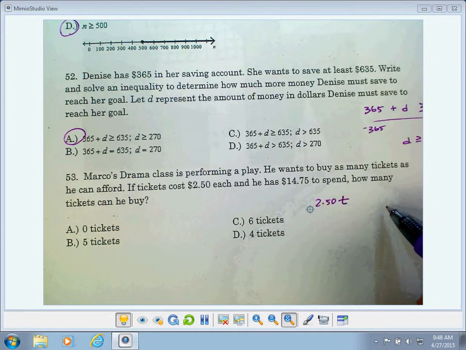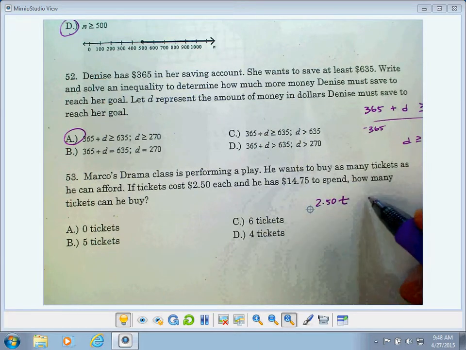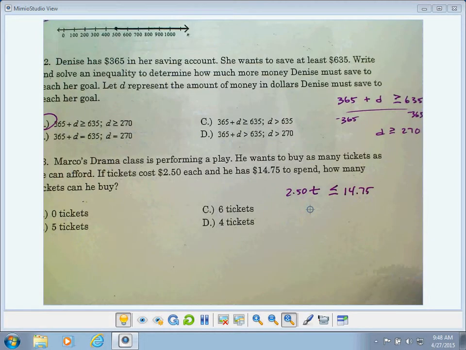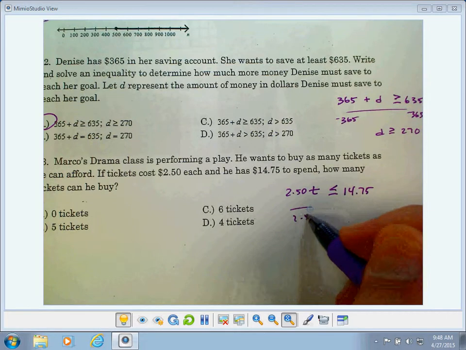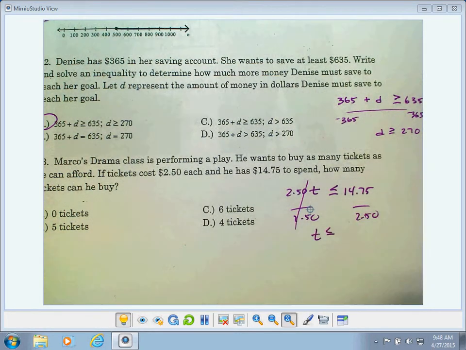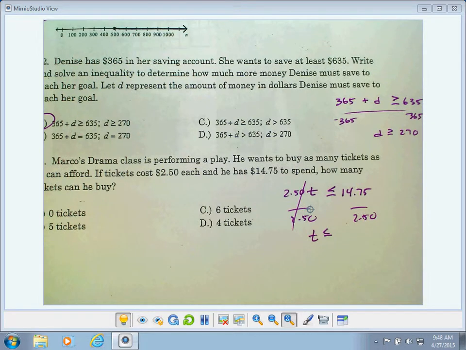$2.50 per ticket. Basically what we know is that it can be anything up to $14.75. So it's okay if he spends $14.75, but he has to spend that or lower. So we write less than or equal to, and we divide. I think what you're going to find is that that is not quite a whole number. It equals 5.9. So what do you think the right answer is?